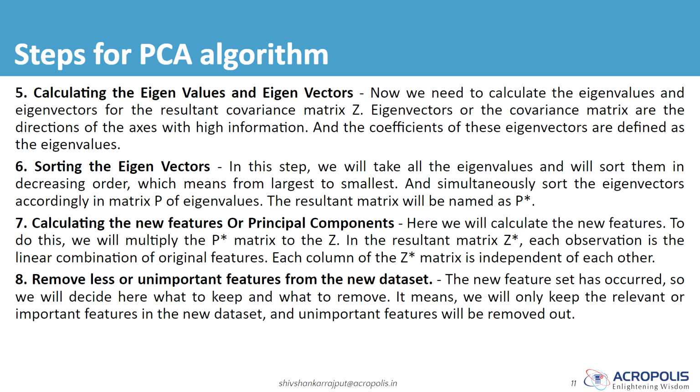Remove less important or unimportant features from the new data set. The new feature set has occurred, so we will decide here what to keep and what to remove. It means we will only keep the relevant and important features in the new dataset, and unimportant features will be removed. In this step we will remove the unnecessary data and take only the important data to make the new dataset.